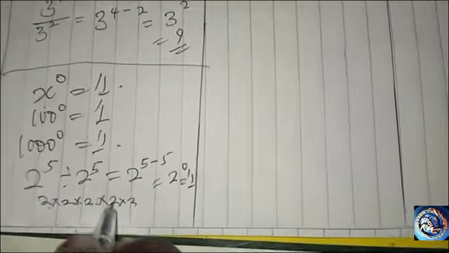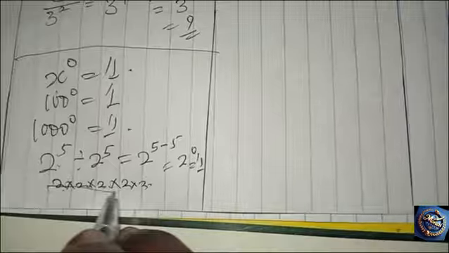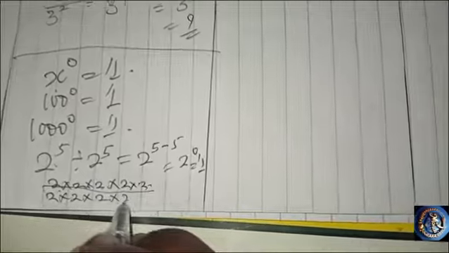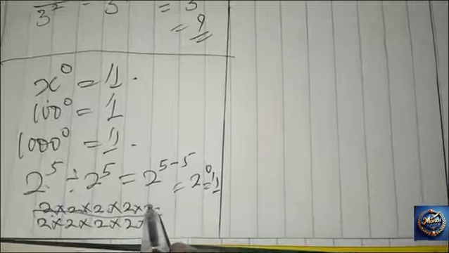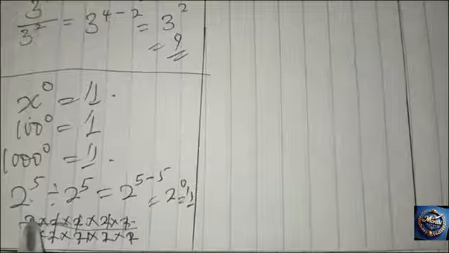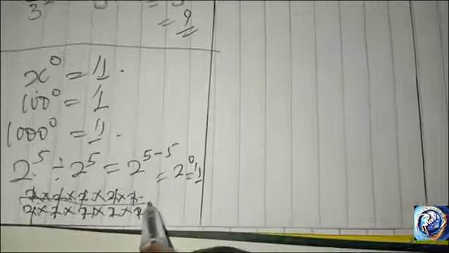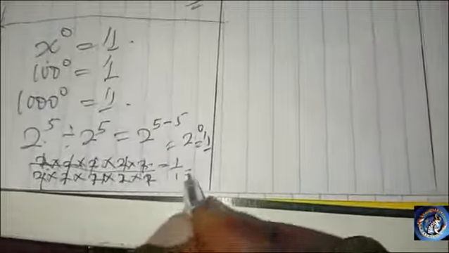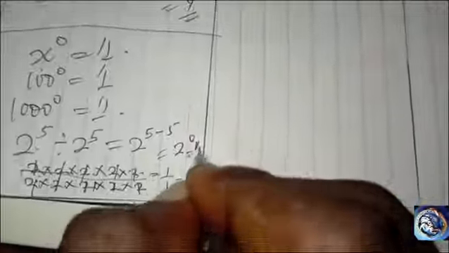That is 1, 2, 3, 4, 5. That's 2 raised to power 5 all over 2 times 2 times 2 times 2 times 2. If you cut, this cancels this, this cancels this, and so on. So you have 1 times 1 times 1 times 1 times 1, which equals 1, all over 1 times 1 times 1 times 1 times 1, which equals 1. So the answer is still 1, just the way we have it here. That's why we say anything raised to power 0 is equal to 1. That is the third law.